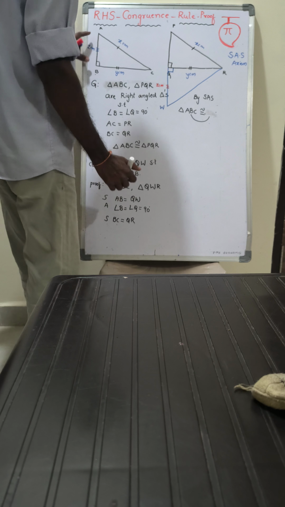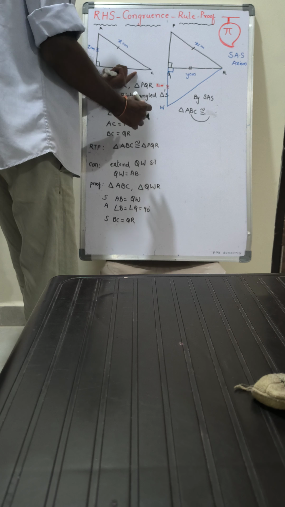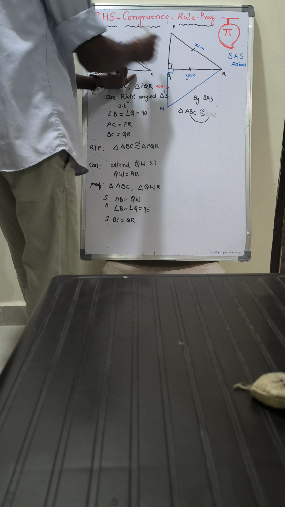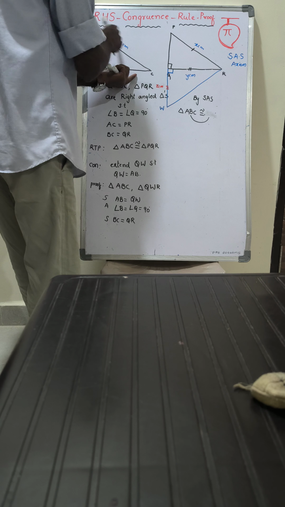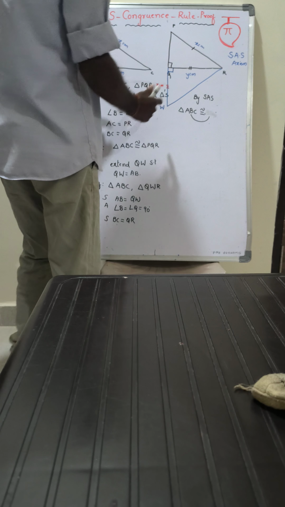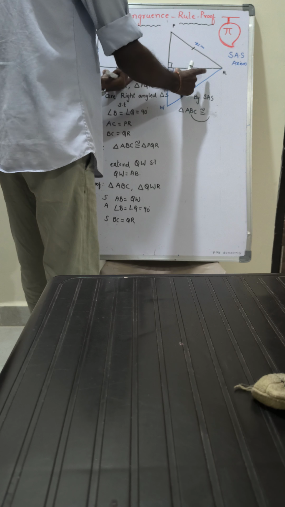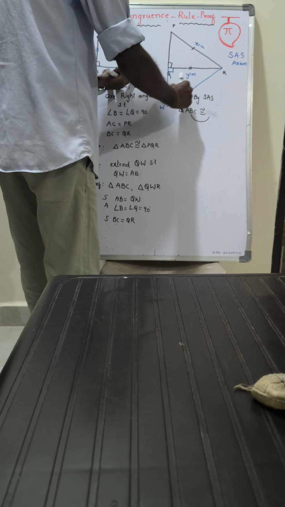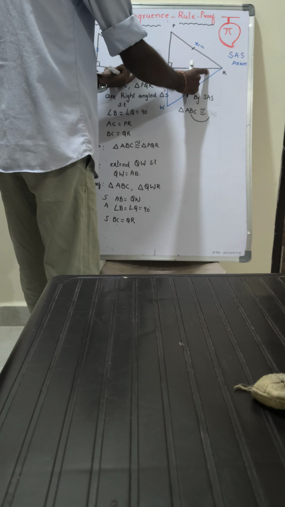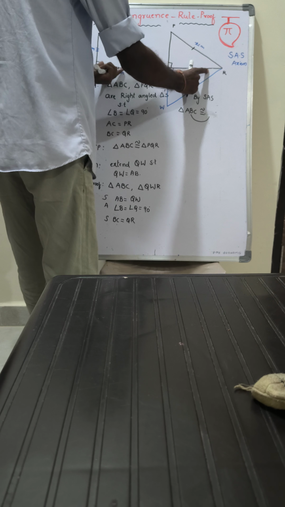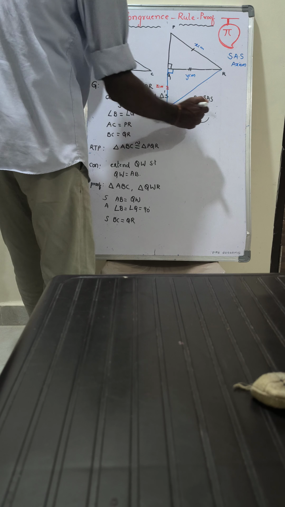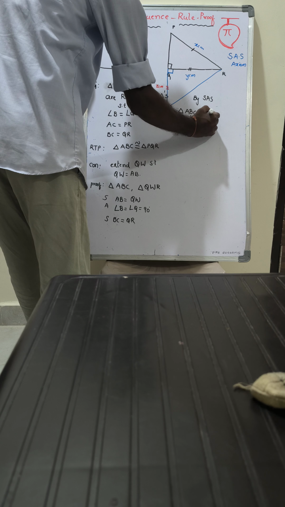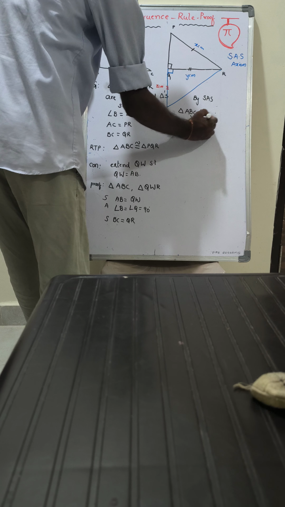Okay. So which two sides are equal? BC and QR are equal. The remaining vertex is what? W. So A corresponding is, I'm so sorry. Okay, please understand once again. BC and QR are equal. Actually we are taking this triangle. BC and QR are equal. BC's remaining vertex is A, QR's remaining vertex is W. So therefore A and W are corresponding.